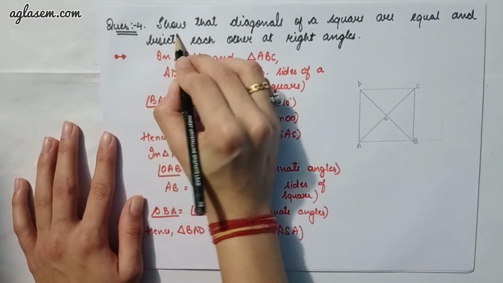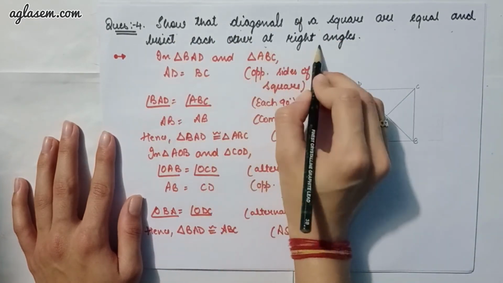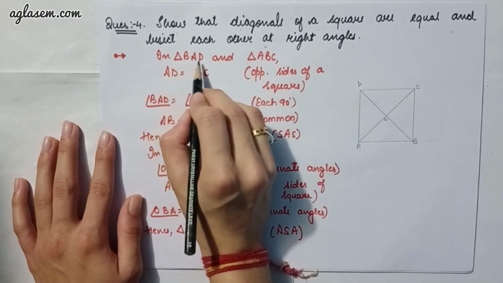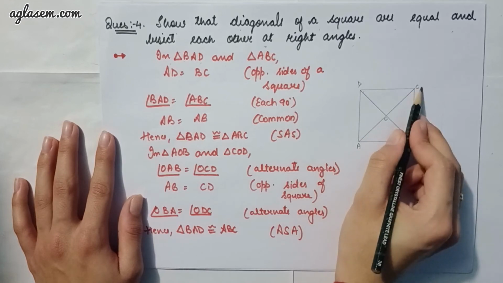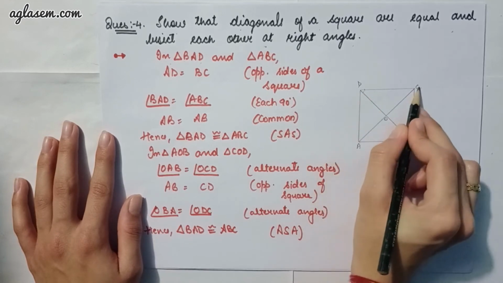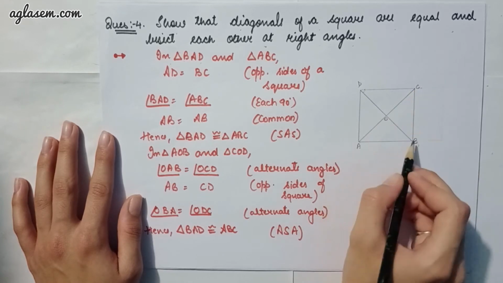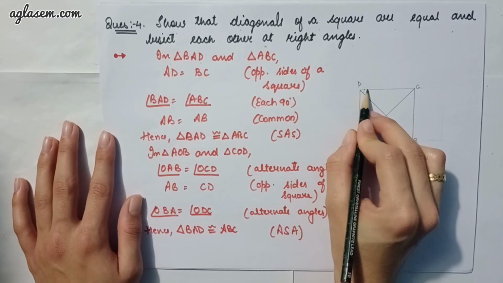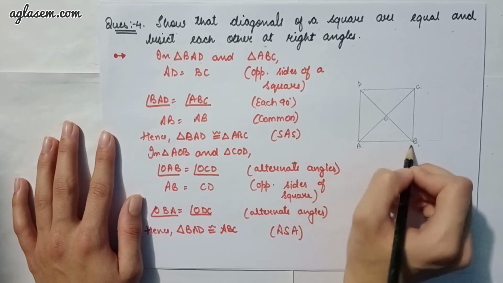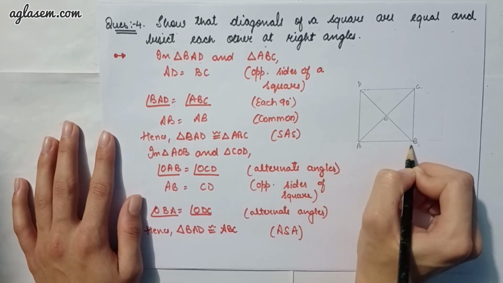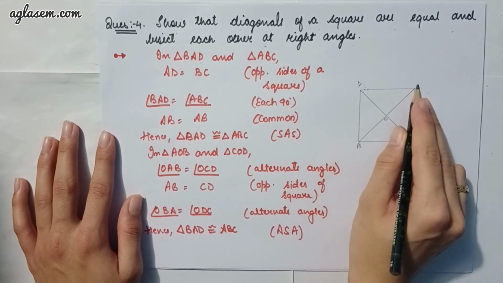Moving to the fourth question, which says, show that the diagonals of a square are equal and bisect each other at right angles. In triangle BAD and triangle ABC, AD is equal to BC, that is opposite sides of a square. Similarly, angle BAD is equal to angle ABC, each 90, and AB is common in both. Therefore, triangle BAD is congruent to triangle ABC by the SAS property.